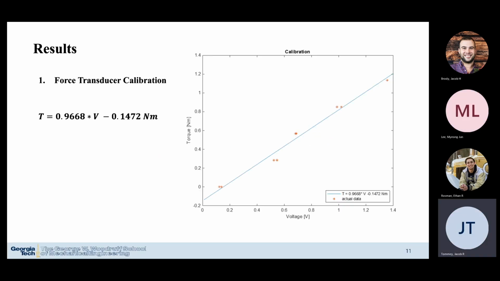We began by calibrating the force transducer by progressively loading and then unloading. We plotted the data points of the outputted voltage for the force transducer and applied a linear fit to derive a gain value to translate the values of voltage to usable torque.